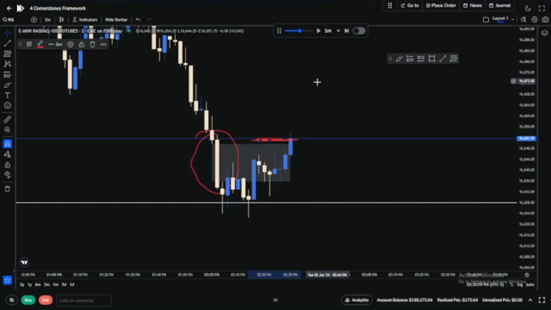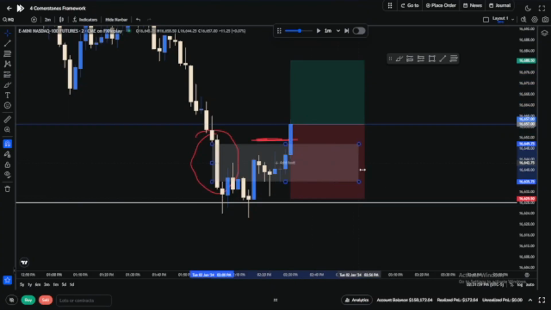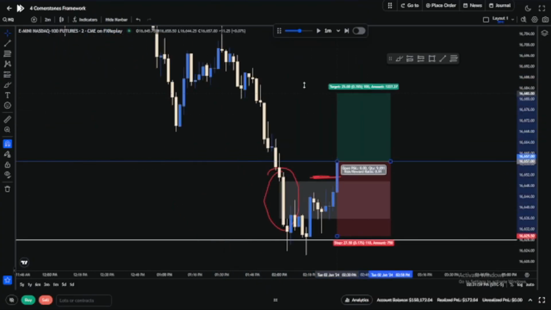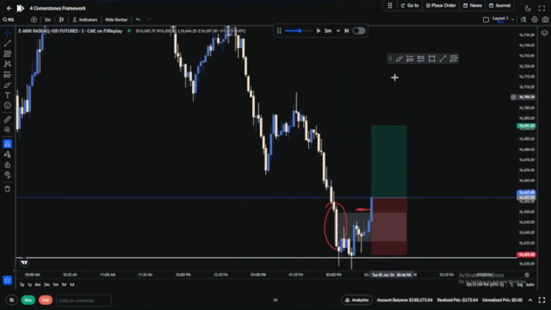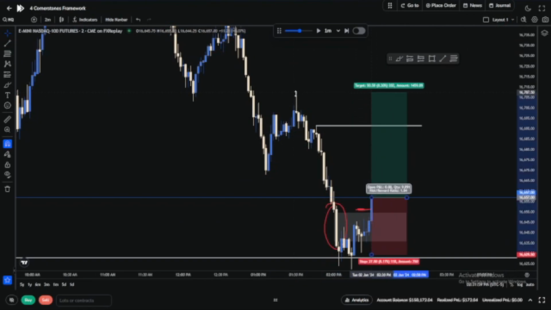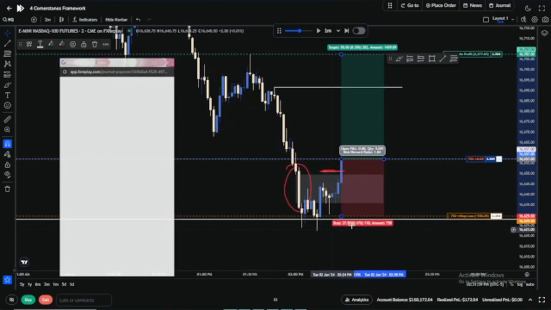So let's say one, two. All right, so we just closed above right here. Now I'm going to put my stop loss below, and I'm going to be targeting some liquidity. So that would be our first target right here. And honestly, our final target would probably be this, for almost 2 hours. So let's see what happens.